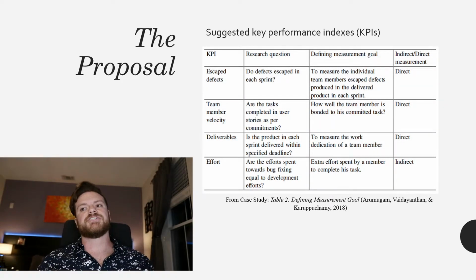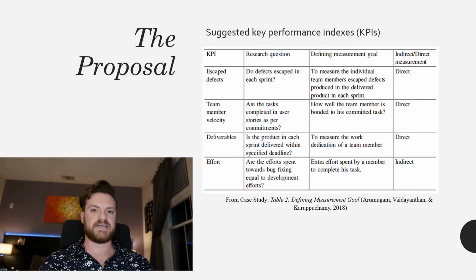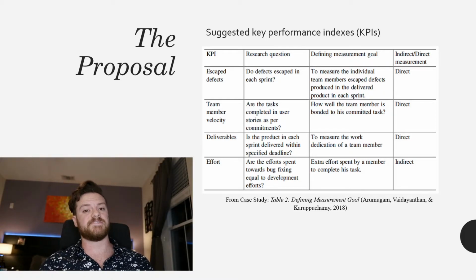This case study suggests defining 4 key performance indexes, KPIs, to measure and track team and team member performance. The KPIs include escaped defects, team member velocity, deliverables, and effort. And these are there to answer the questions: how many defects escape in a sprint? Are the committed tasks completed in a sprint? Is the product delivered on time? And how much effort is put into fixing bugs compared to initial development?